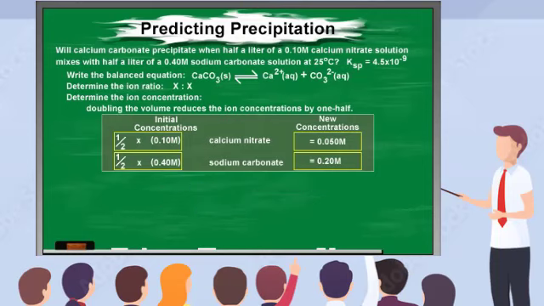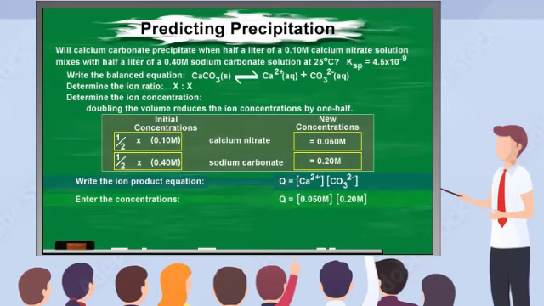The next step in solving the problem is to write the ion product equation. Calcium carbonate is a solid, and therefore is given the constant value of 1, which is omitted from the equation. Now that the ion product equation is written, plug in the ion concentrations just calculated and solve for Q, which is 1 times 10 to negative 2.